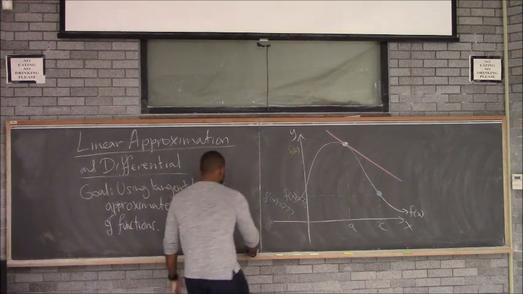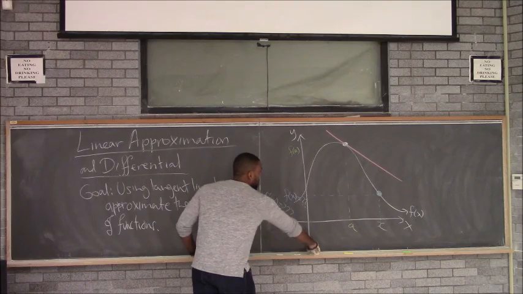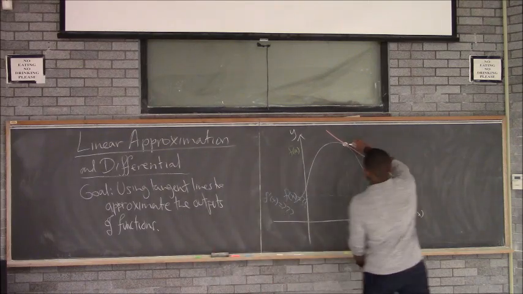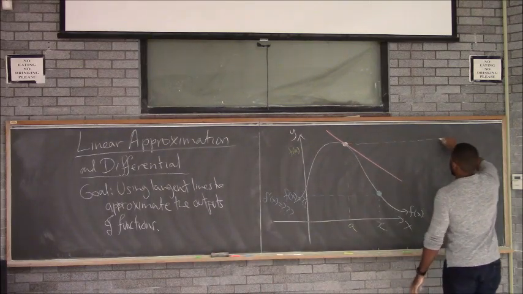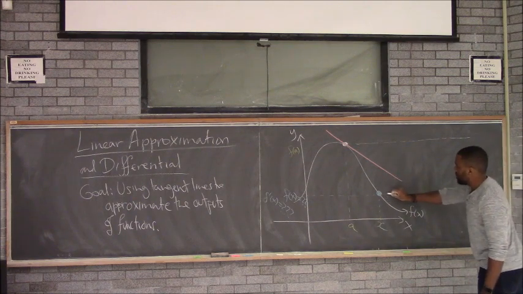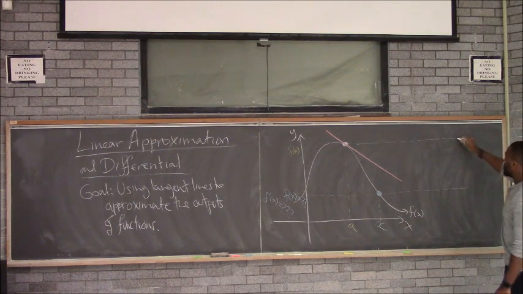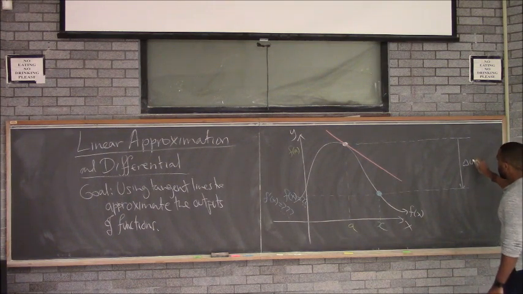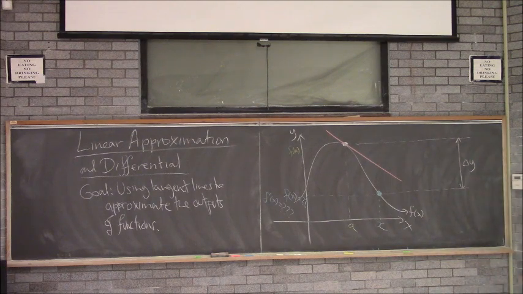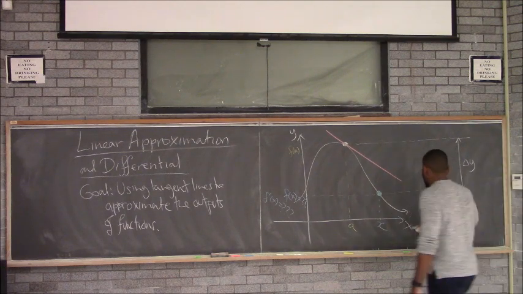So here is the setup. The difference between the point that we know, the y value of that point, and the y value of the point that we care about, this is called delta y, the change in the y value. Right? This is if my y is equal to f of x.